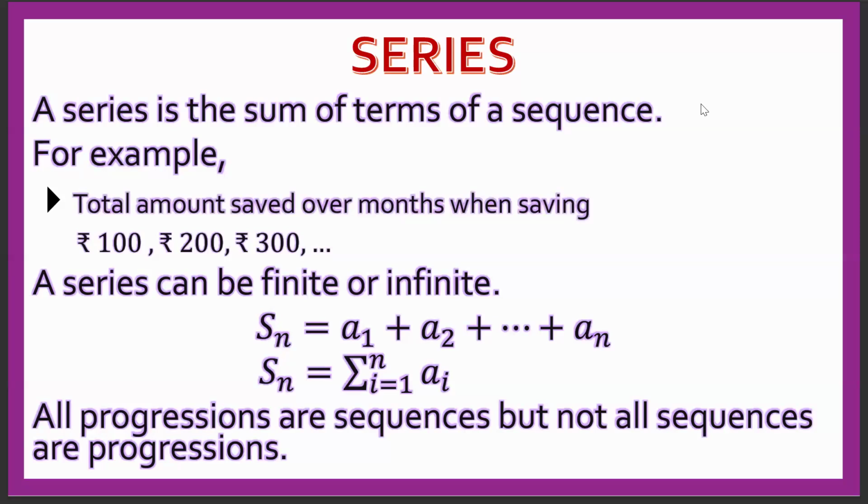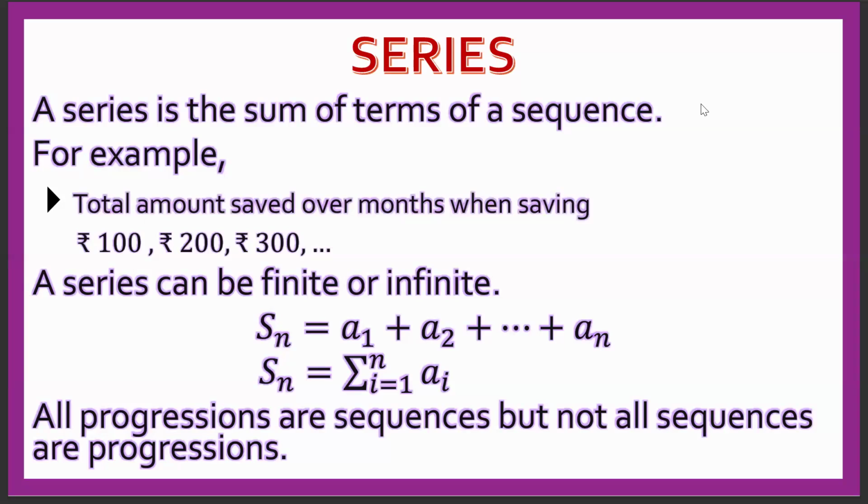Now we will take some examples in the next slide. A series is the sum of terms of a sequence, for example, the total amount saved over months when saving 100, 200, 300, 400. For every day's savings of the months, the sum of these savings is a series. If we have the terms A1, A2, An, and we add these terms, A1 plus A2 plus An, then this is a series.